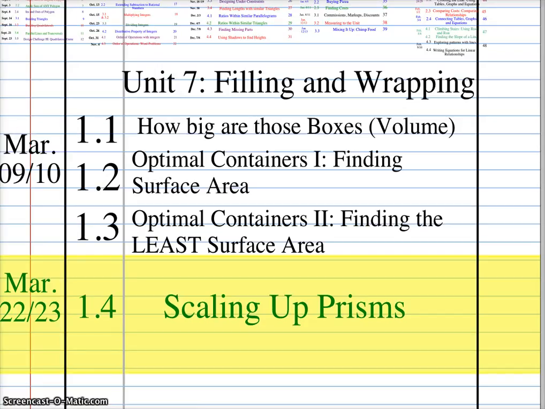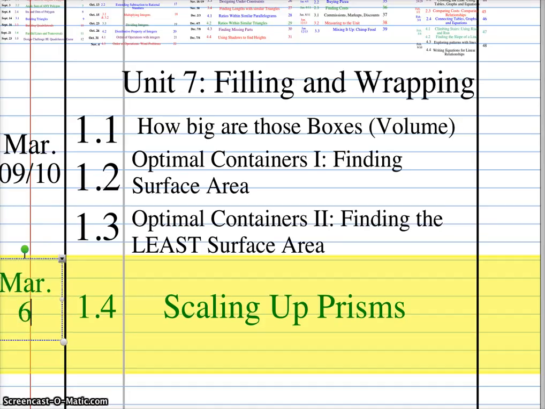So 1.4, scaling up prisms. Sorry, these dates are a little bit off. Today is March 4th, no, 5th, 6th. Today is the 6th, March 6th.